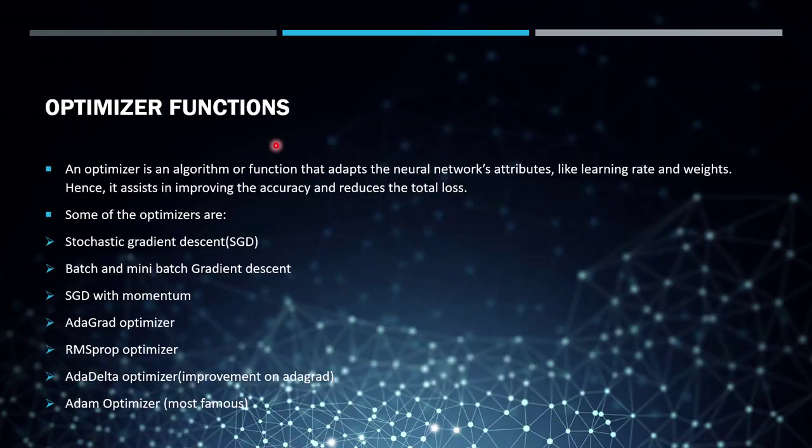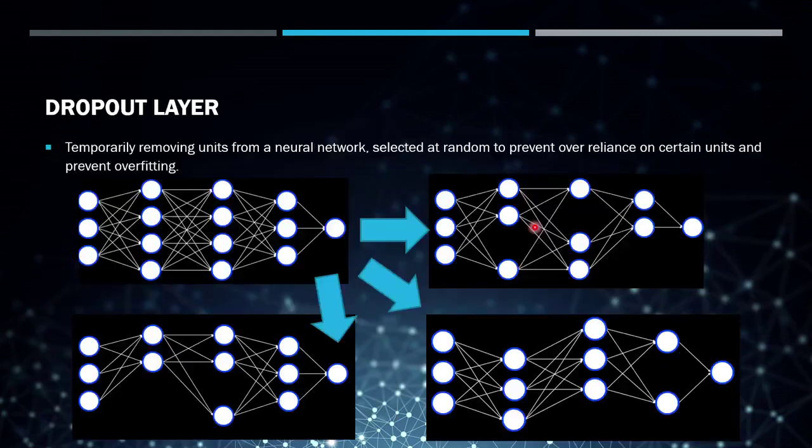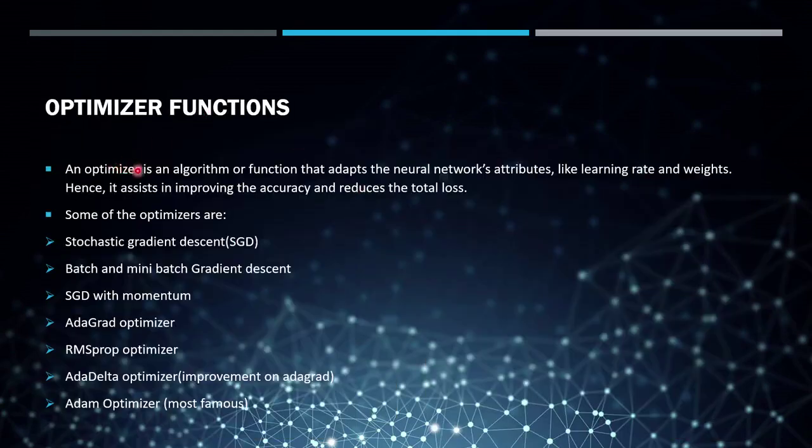Now we have the optimizer function. As I explained in backpropagation, we need an optimizer function to minimize our loss and update our weights. An optimizer function is an algorithm or function that adapts the neural network's attributes, like the learning rate and the weights. Hence, it assists in improving accuracy and reduces the total loss. Some optimizers are stochastic gradient descent, and batch and mini batch gradient descent, which I have already talked about. We also have stochastic gradient descent with momentum, the AdaGrad optimizer, the RMSprop optimizer, and the AdaDelta optimizer, which is just an improvement on AdaGrad.